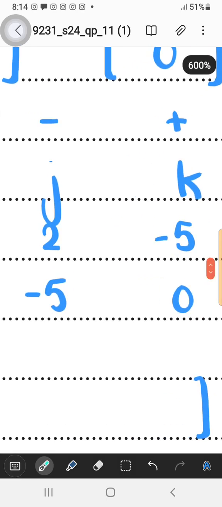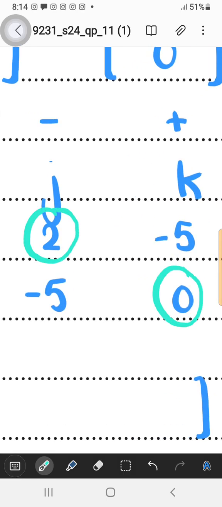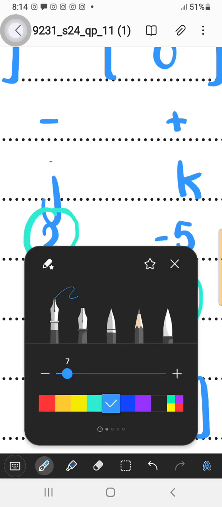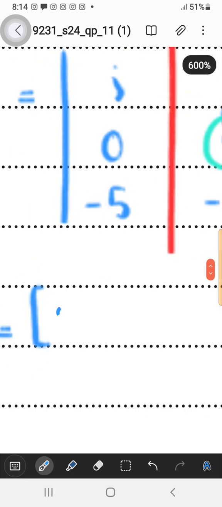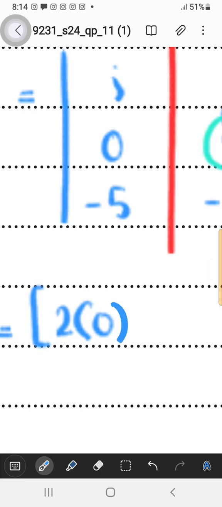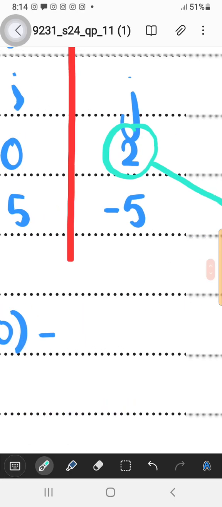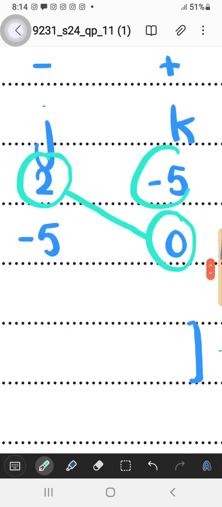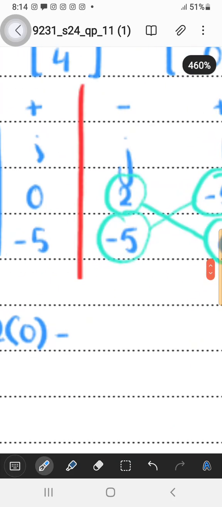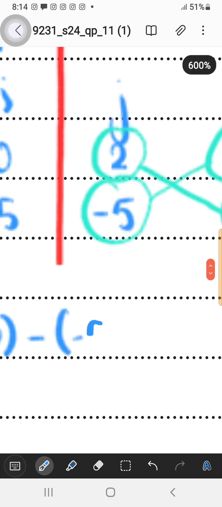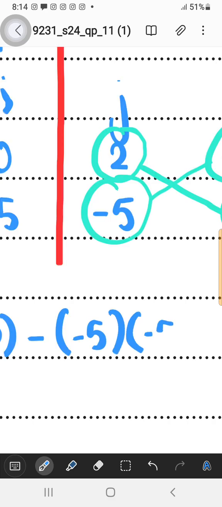Now what we will do? We will do 2 multiply by 0. Okay, let's do it. Write here 2 multiply by 0 and write minus here. Then do minus 5 multiply by minus 5. So here it will be minus 5 multiply by minus 5.